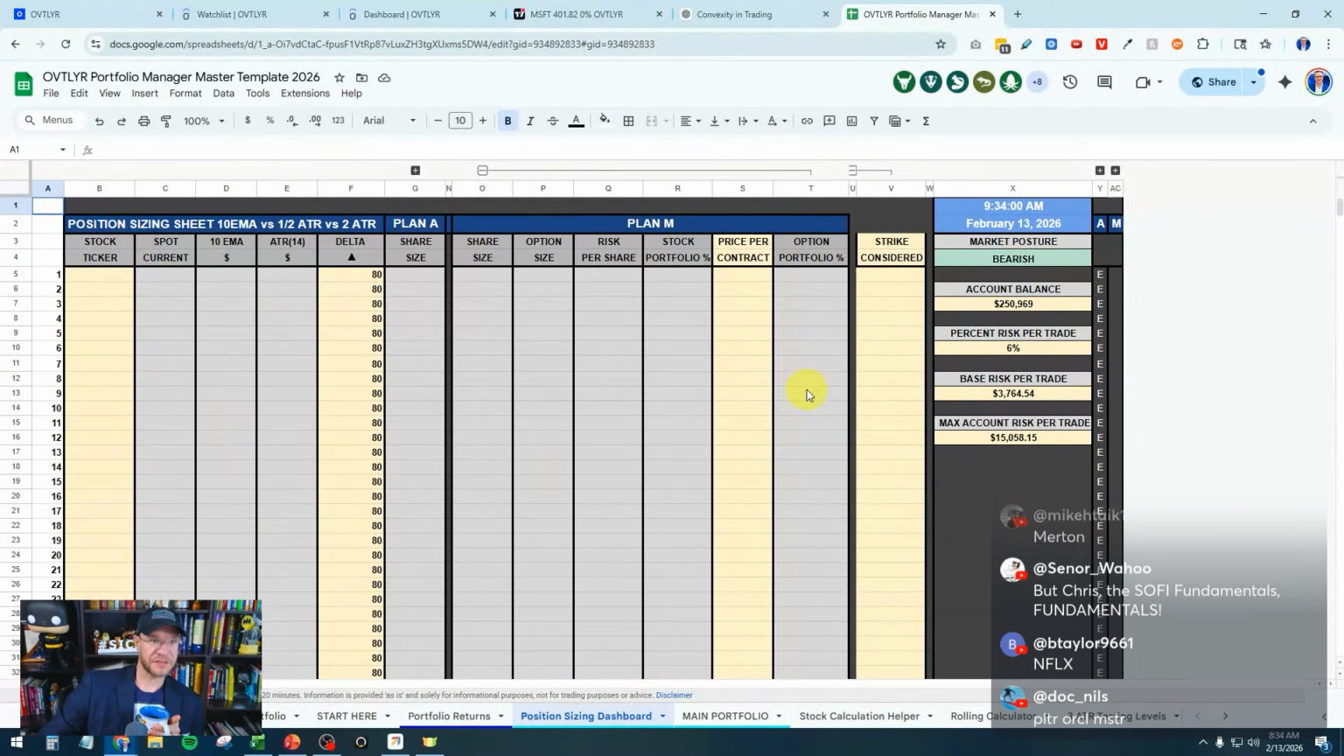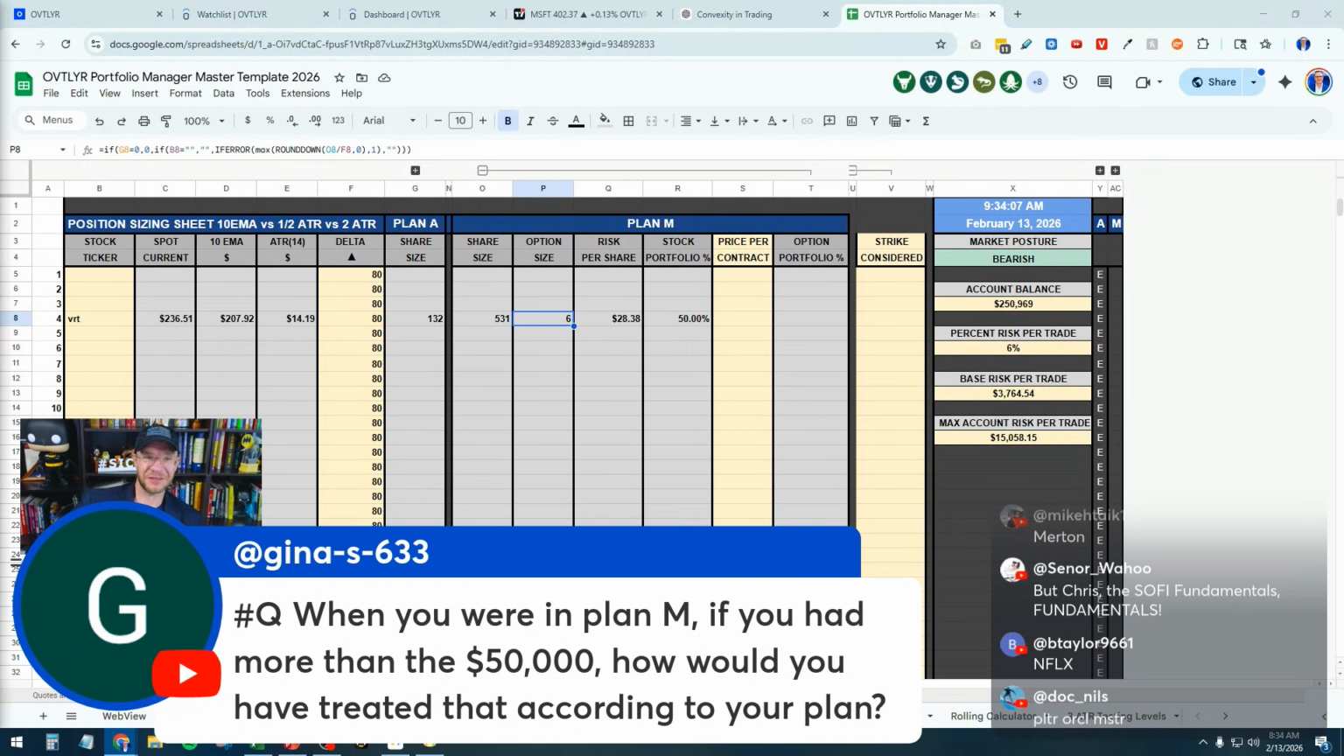And then I would use the exact same risk as I would otherwise. So let's use VRT just as an example. I'm not endorsing this one. I would say, okay, I would pick up 6 options. That's the only thing I would do different.